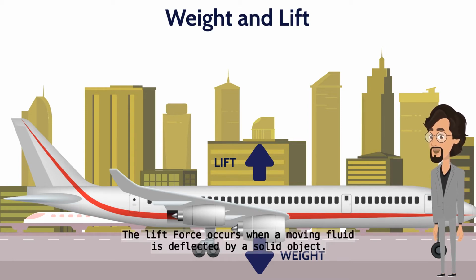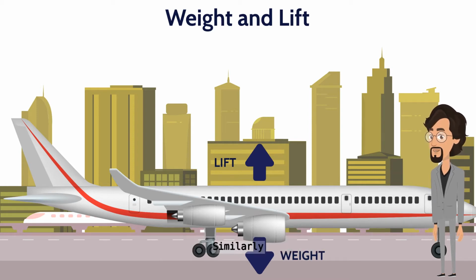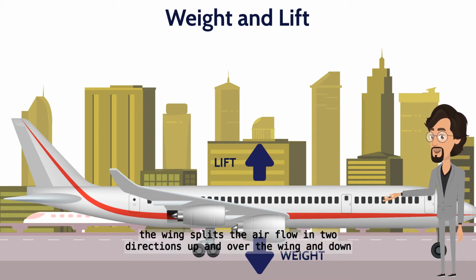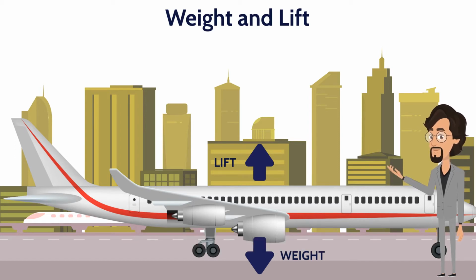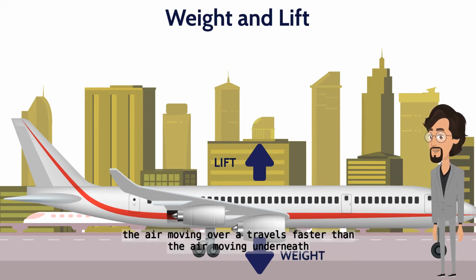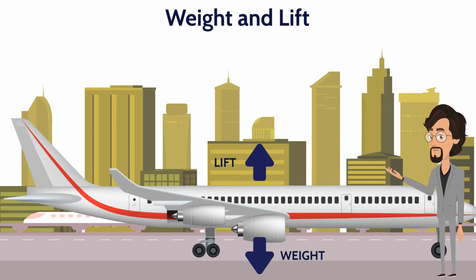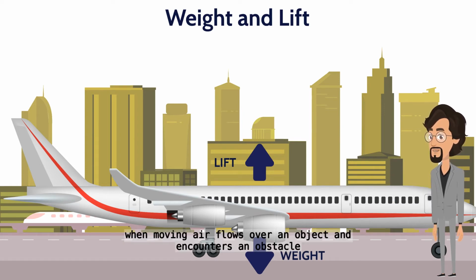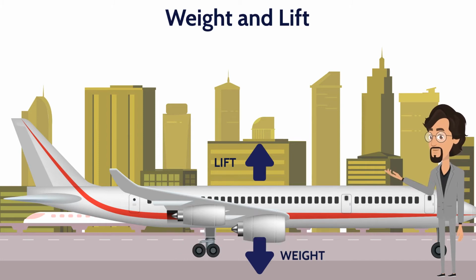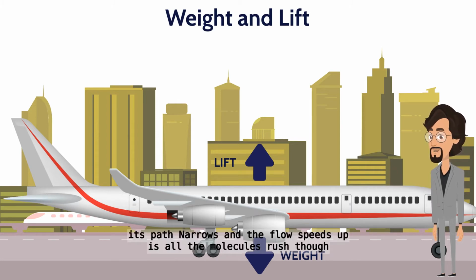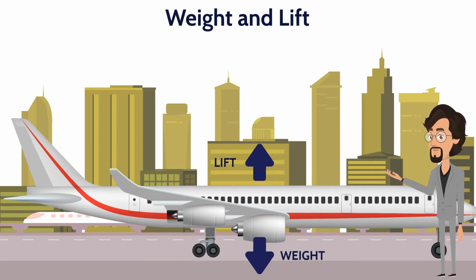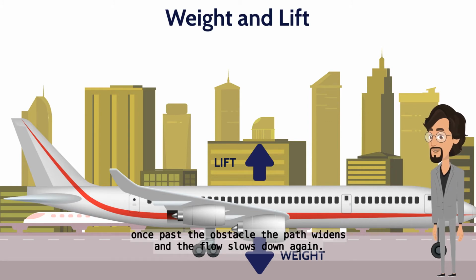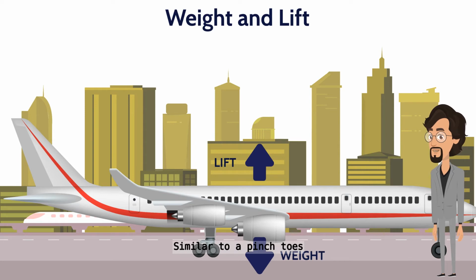The lift force occurs when a moving fluid is deflected by a solid object. Similarly, the wing splits the airflow in two directions, up and over the wing and down along the underside of the wing. The air moving over it travels faster than the air moving underneath. When moving air flows over an object and encounters an obstacle, its path narrows and the flow speeds up as all the molecules rush through. Once past the obstacle, the path widens and the flow slows down again. Similar to a pinched hose.